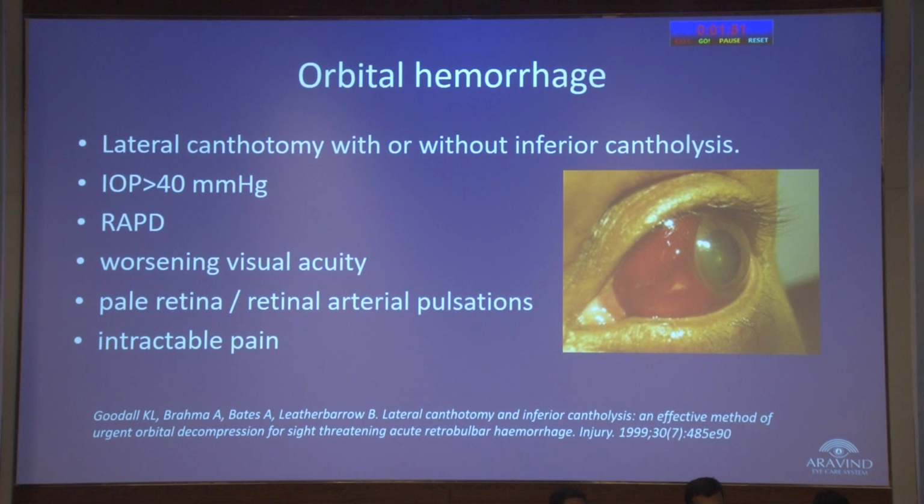And regarding orbital hemorrhage, if the orbital hemorrhage is very severe, it can lead to an increase in intraorbital pressure as well as an increase in intraocular pressure. So these patients may need orbital decompression procedures like lateral canthotomy with or without inferior cantholysis if the IOP is going to be more than 40 mmHg with an RAPD, worsening visual acuity, appreciation of retinal arterial pulsations, or intractable pain.